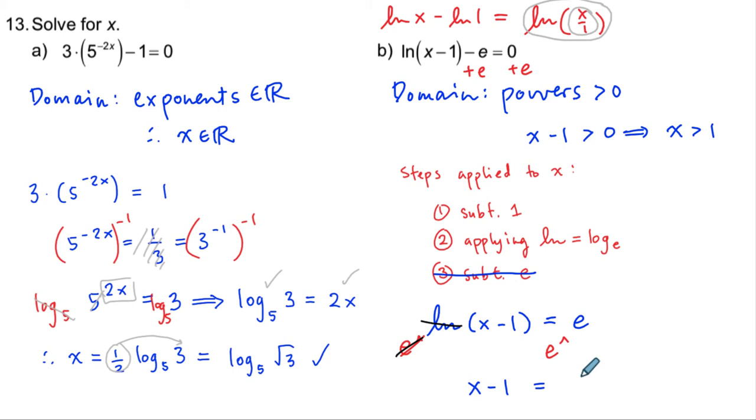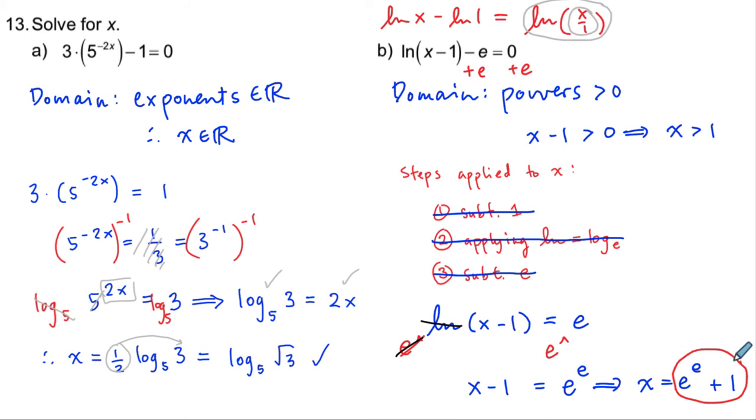We can't still have e because we've changed the left side. We have to change the right side. So we get e to the e, and lastly we add 1 to both sides because we're going to undo the subtracting of 1. And when we do that, we end up getting that x is equal to e to the e plus 1.